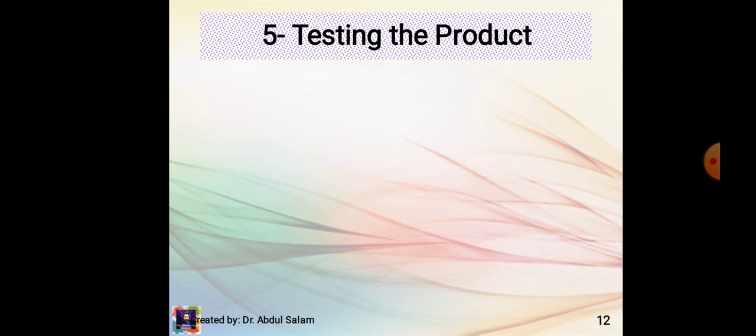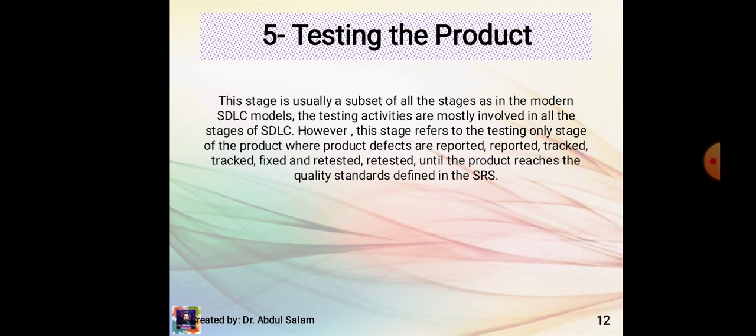The fifth one is testing the product. This stage is usually a subset of all the stages as in the modern SDLC models. The testing activities are mostly involved in all the stages of SDLC. However, this stage refers to the testing only stage of the product, where product defects are reported, tracked, fixed, and retested until the product reaches the quality standard defined in SRS.